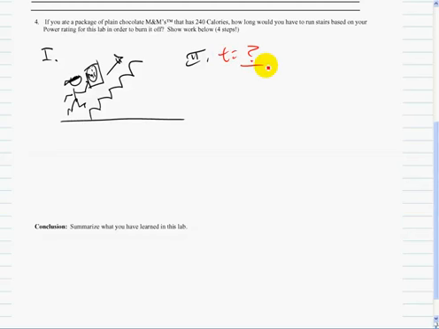Okay? And the time is going to be affected by two things. One is, well, what is your actual power rating? Right? And power is equal to what over what? Work over time. So the key is, the work that you're going to do is going to be equal to the energy in a package of M&Ms. So that's what that 240 calories is, with a big C.